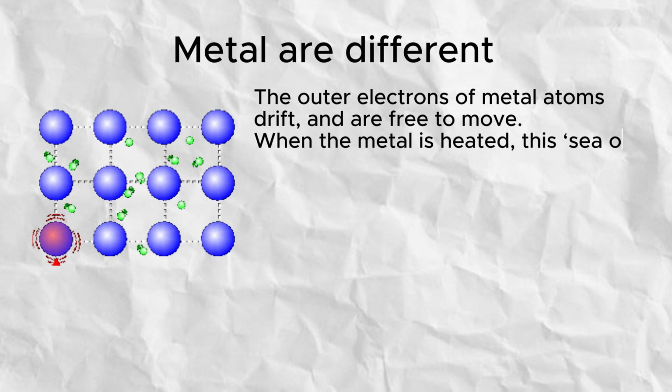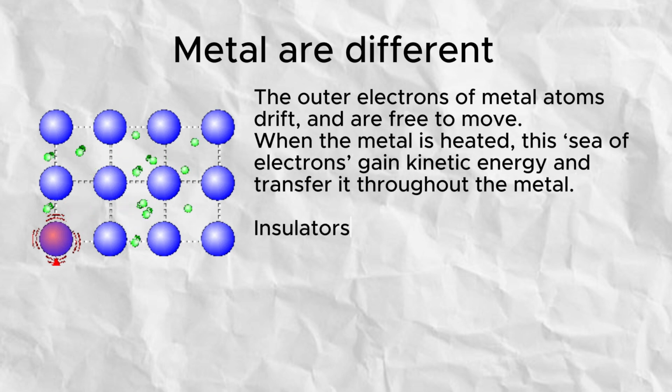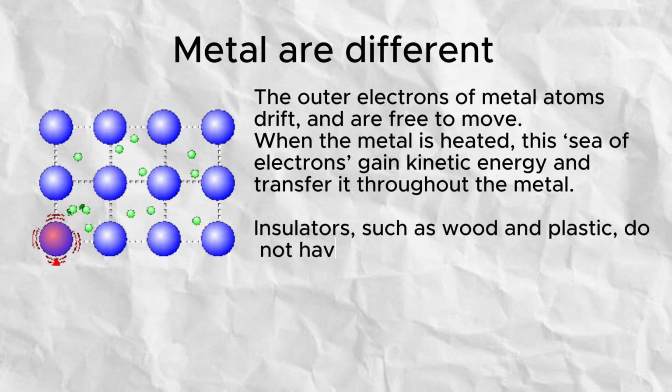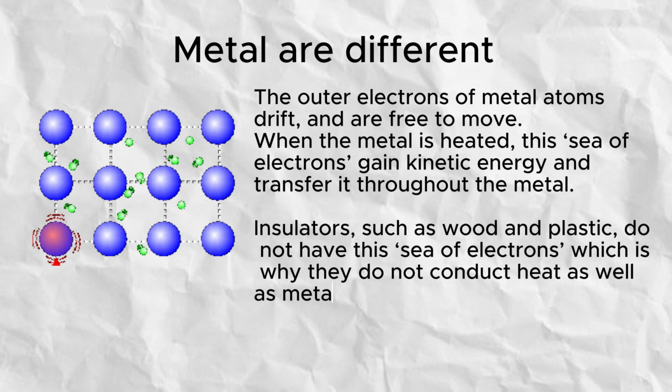The outer electrons of metal atoms drift and are free to move. When the metal is heated, this sea of electrons gains kinetic energy and transfers it throughout the metal. Insulators, such as wood and plastic, do not have this sea of electrons, which is why they do not conduct heat as well as metals.